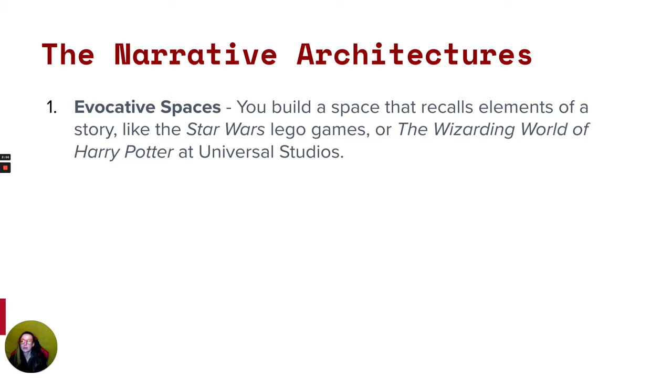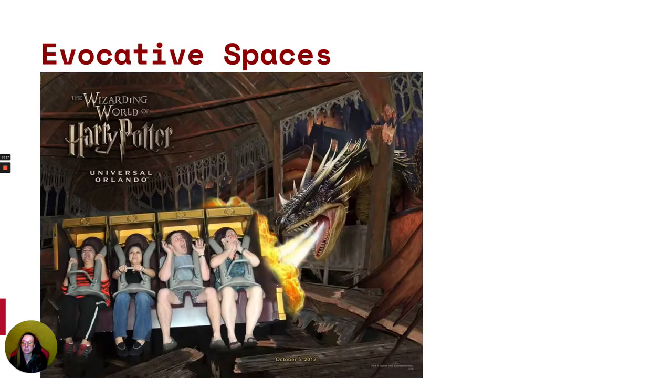So evocative spaces are narrative architectures where the storyteller, instead of saying, I'm going to make a plot that's linear and I'm going to put it in a fixed form and give it to the world and they can just have it, thinks about building a space that recalls elements of a story, like the Star Wars Lego games or the Wizarding World of Harry Potter. So here's a good example of an evocative space.